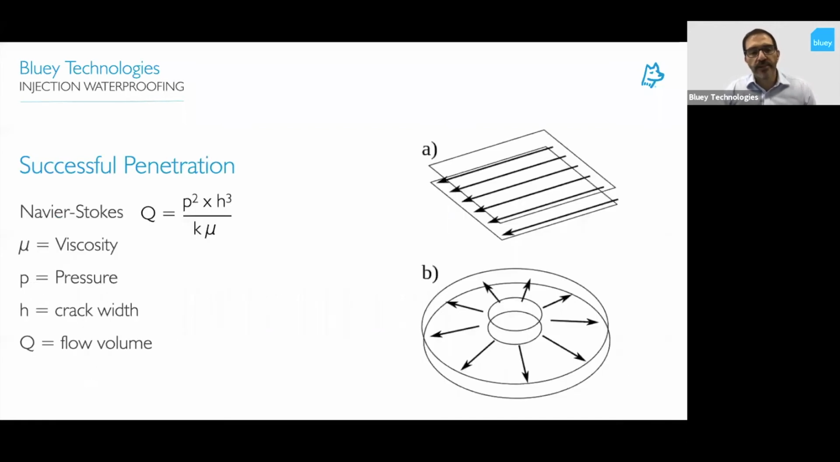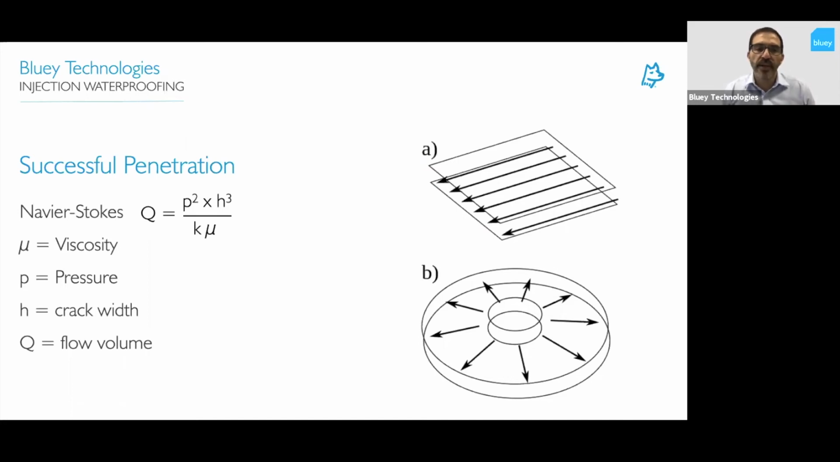Just a little point about the penetration of a resin. It's often heard, and I've said it myself, that to get more penetration of a resin, you need a lower viscosity. Viscosity isn't the only thing that gives you penetration. I thought I'd just quote the Navier-Stokes formula here to make a point on what is successful injection. You can see there's a formula for flow, Q, and the viscosity is on the bottom side of that equation. So if I halve my viscosity, I'm going to double my flow volume. There's a linear relationship between viscosity and flow volume.